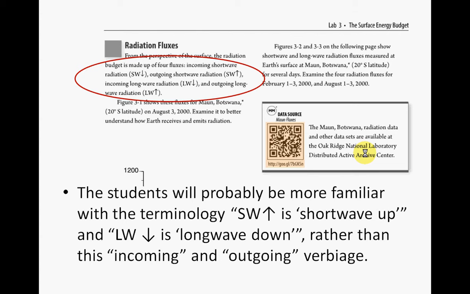This is about the shortwave radiation coming from the sun, hitting the surface of the Earth, some of it getting absorbed, some of it getting reflected, and then the same sort of thing for the long-wave radiation being emitted by the Earth's surface and long-wave radiation being emitted by the clouds and greenhouse gases in the atmosphere.